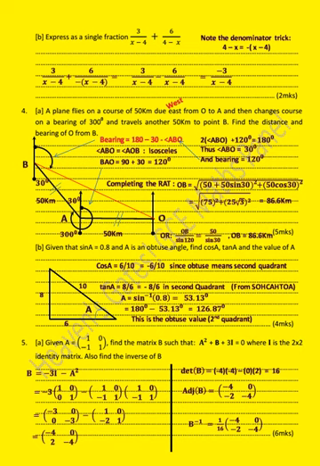Question 4 reads, a plane flies on a course of 50 kilometers. The question is actually due west. It was a typo, so we have due west from O to A, and then changes course on a bearing of 300 degrees and travels another 50 kilometers to point B. Find the distance and bearing of O from B. The first thing to do here is to sketch this diagram, or to represent this actual information.